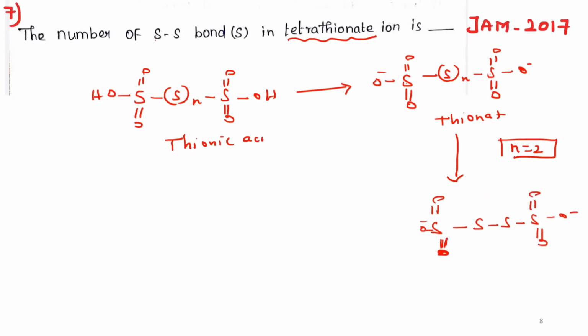They are asking what? The number of S-S linkages. Therefore, there are 1 S-S, 2 S-S and 3 S-S. What is the answer? The answer is 3 S-S bonds present in the tetrathionate ion. Very simple.